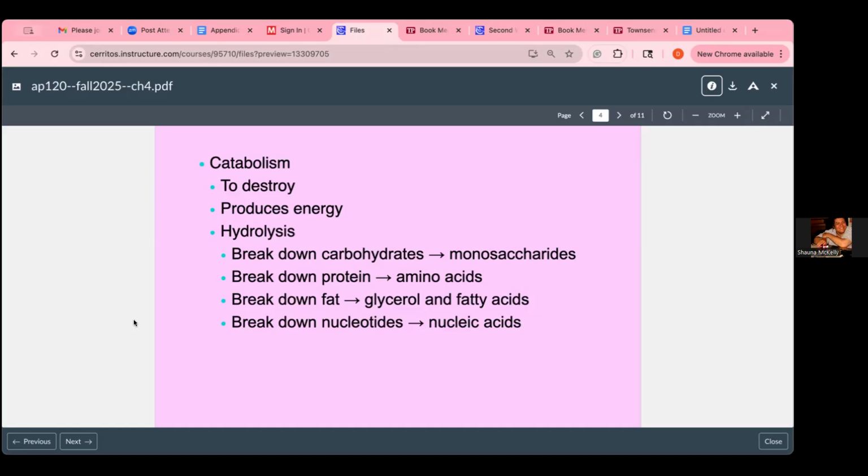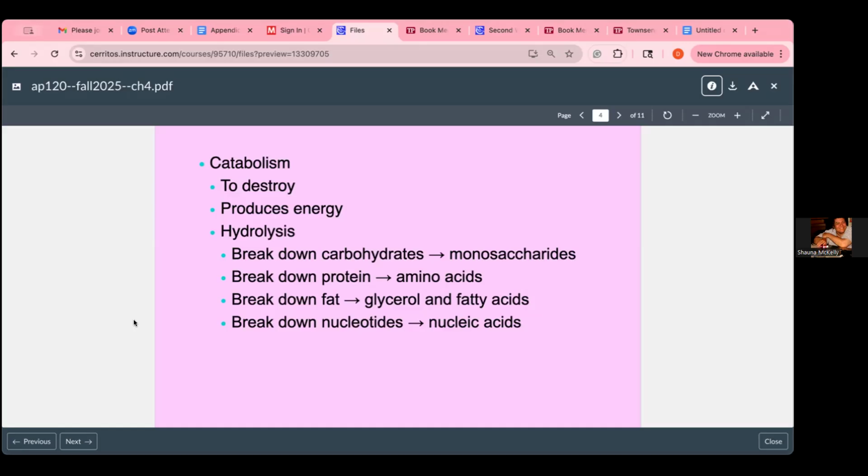So this is anabolism. Okay. This is anabolism. And that's the building up of molecules, which requires energy. Okay.